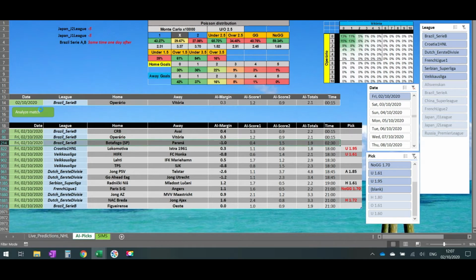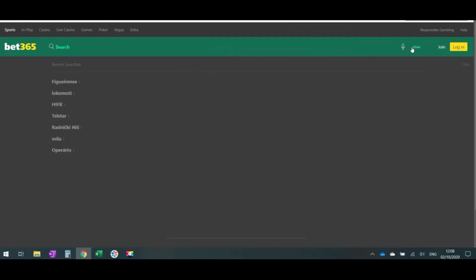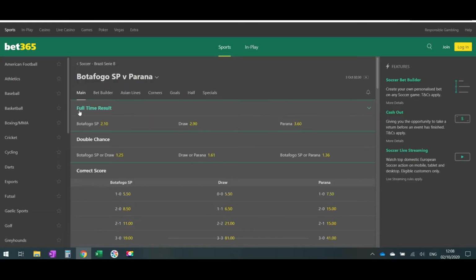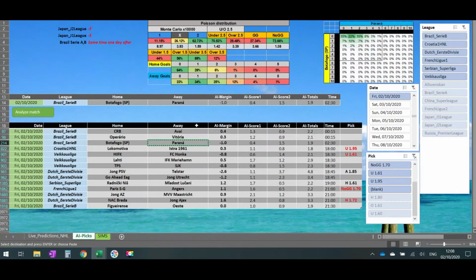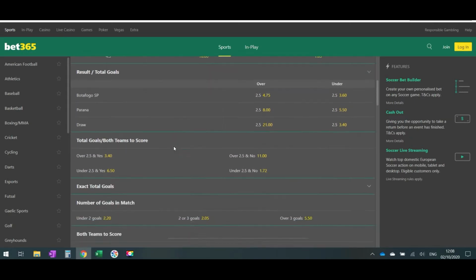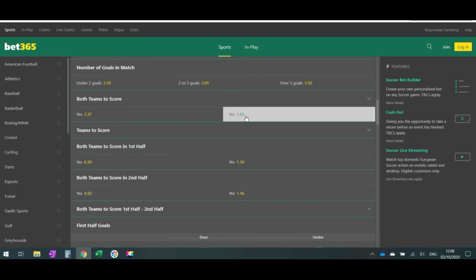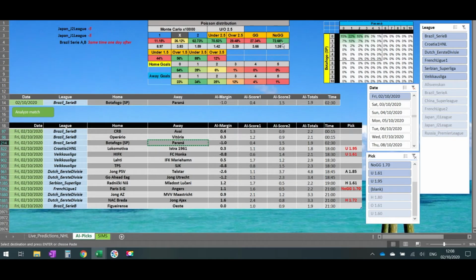You can see it's again from Brazilian Serie B. Here we have an indicator of under 2.5 goals or no GG, which means both teams not to score. Okay, so let's go and find this match. It's Paraná over here. It's probably this one. If we go to the goals, you can see under is 1.40. Over here 1.40, exactly the same again. We want it to be more than 1.60 in order to pick it up. And let's see, no GG. If you go for both teams to score, it's here, 1.53. So this still is not a pick.